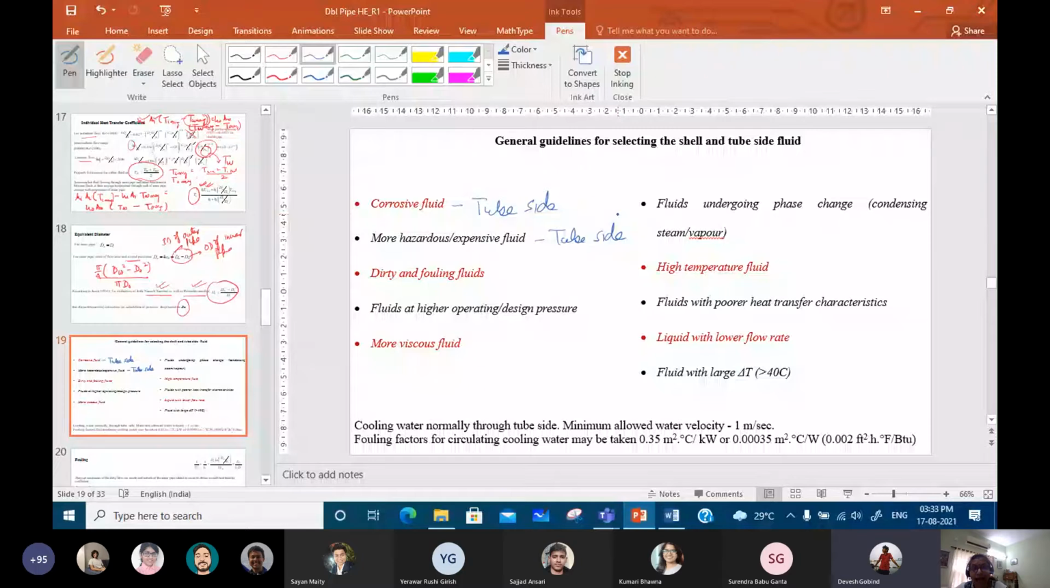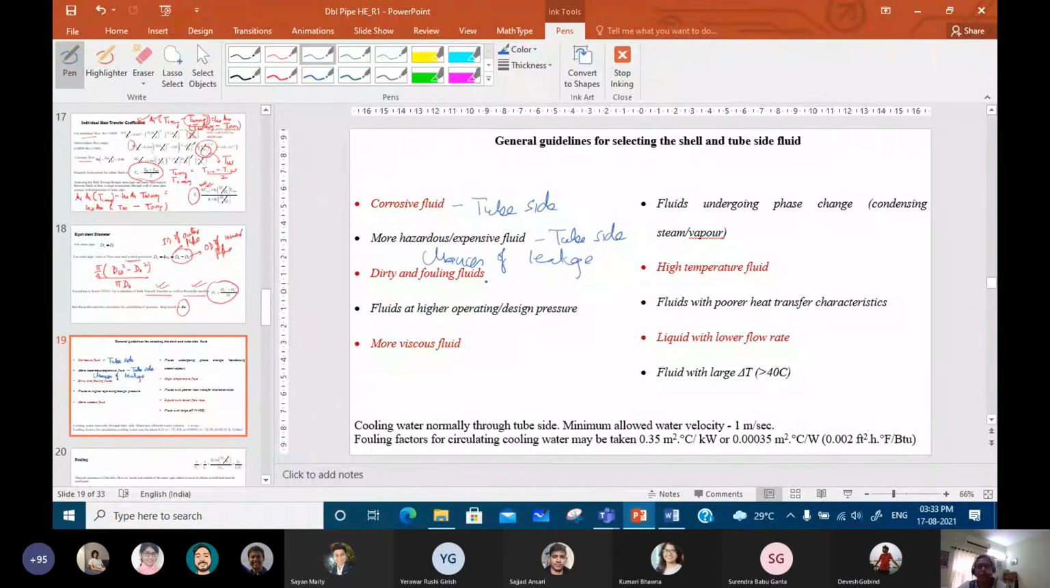See, hazardous is one thing; corrosive means it will damage the tube. Hazardous means it is damaging to employees. Perfect. The chances of leakage are less. Okay, so that's why we put it on the tube side. This is the specific reason.